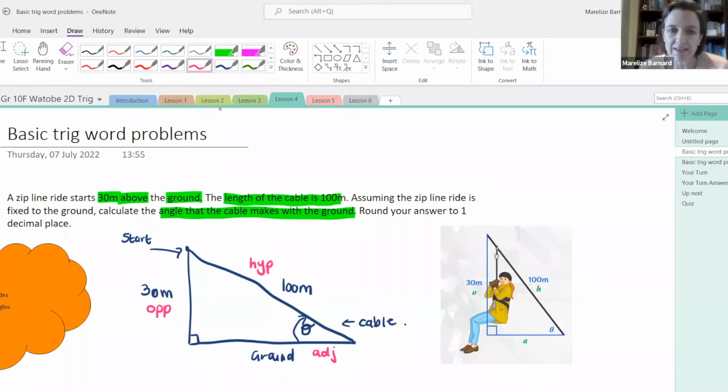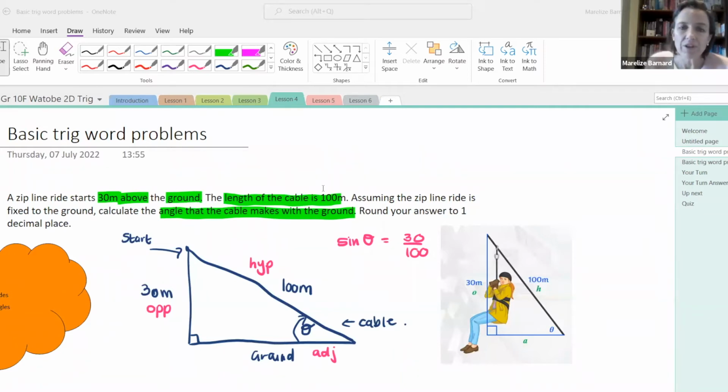Okay, Alexandra says sine. A few of you are saying sine. Okay, and why would we be using sine? Sine, because we have two sides that are known, 30 and 100, and they are the opposite and the hypotenuse side. So that's why we say sine of theta is going to be 30 over 100. So that's your trig ratio that you identify.